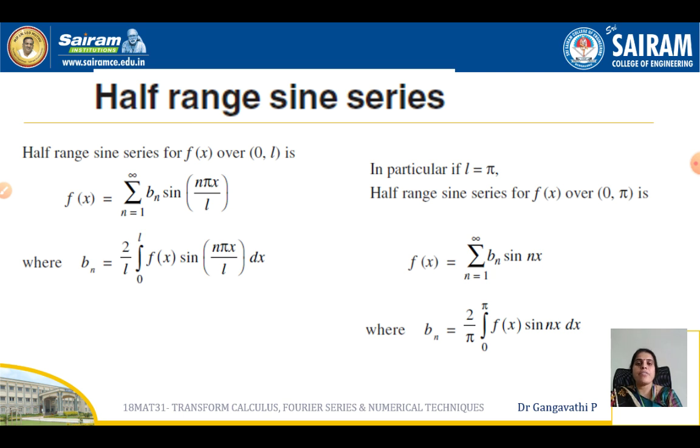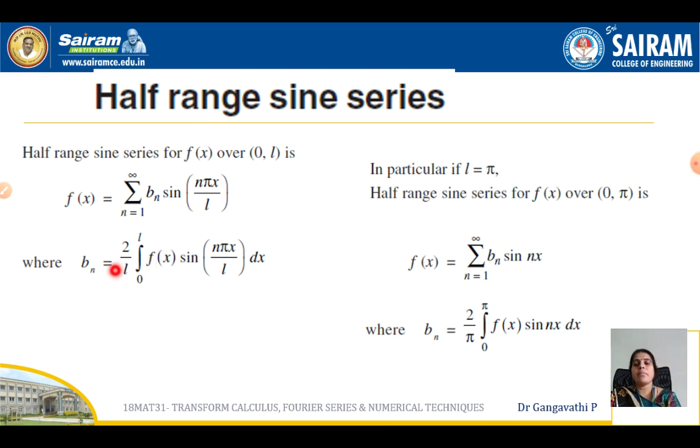Now the half range Fourier sine series in the interval 0 to L. Here only the Bn term will be there, because in the main Fourier series expansion, f of x is equal to a naught by 2 plus the an and Bn terms. The sine terms are only in the Bn term, so this alone will be there in the half range sine series.